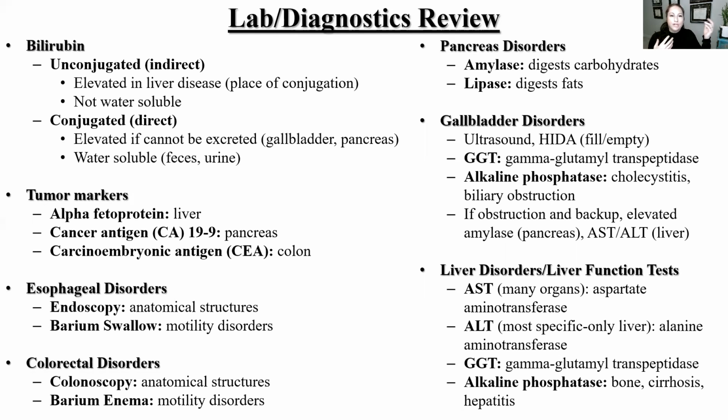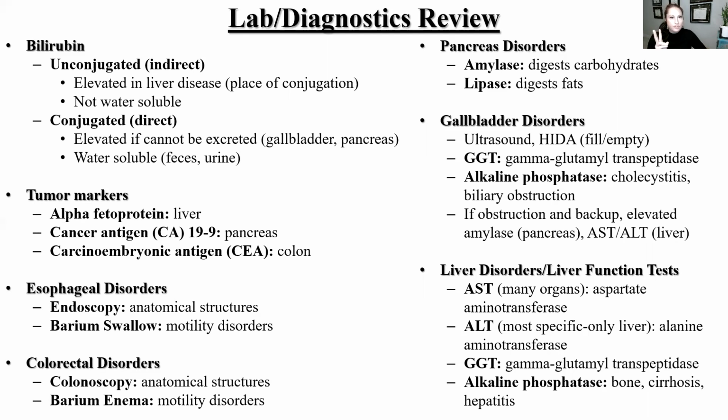Upper GI, that's called an endoscopy. Lower GI, that's called a colonoscopy. If we think that it might be a motility disorder rather than just an anatomic structure that could be causing the disease, we would do a barium test, which highlights the upper GI tract or lower GI tract so you can watch the peristalsis and see if it's actually a problem with motility rather than just the anatomy.